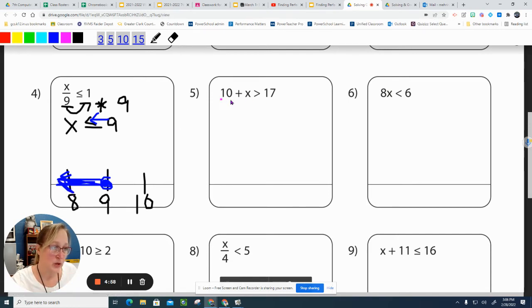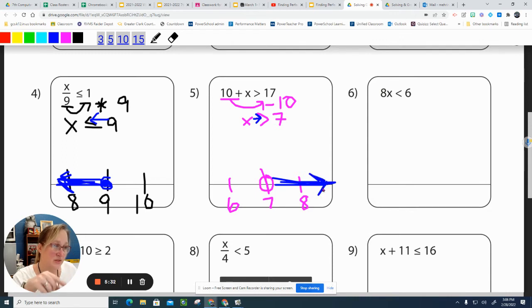This one is a regular one. I am going to just move this over by subtracting 10, left with x. And since I didn't multiply or divide by a negative, my inequality stays the same. 17 minus 10 is 7. So my line would be 6, 7, 8. I'm going to have an open circle like so, because it doesn't have a line under it. And see how that makes that arrow? That means my arrow will go off this way.